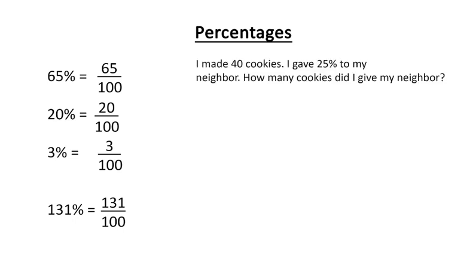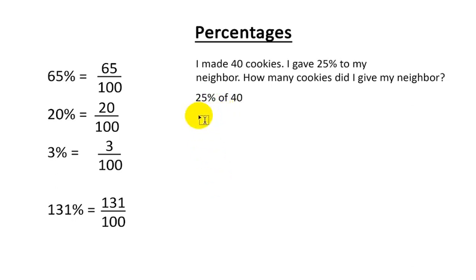So in this first problem, we say that I made 40 cookies. I gave 25% to my neighbor. How many cookies did I give my neighbor? So basically what we want to find is 25% of 40, because that's how much we gave the neighbor.